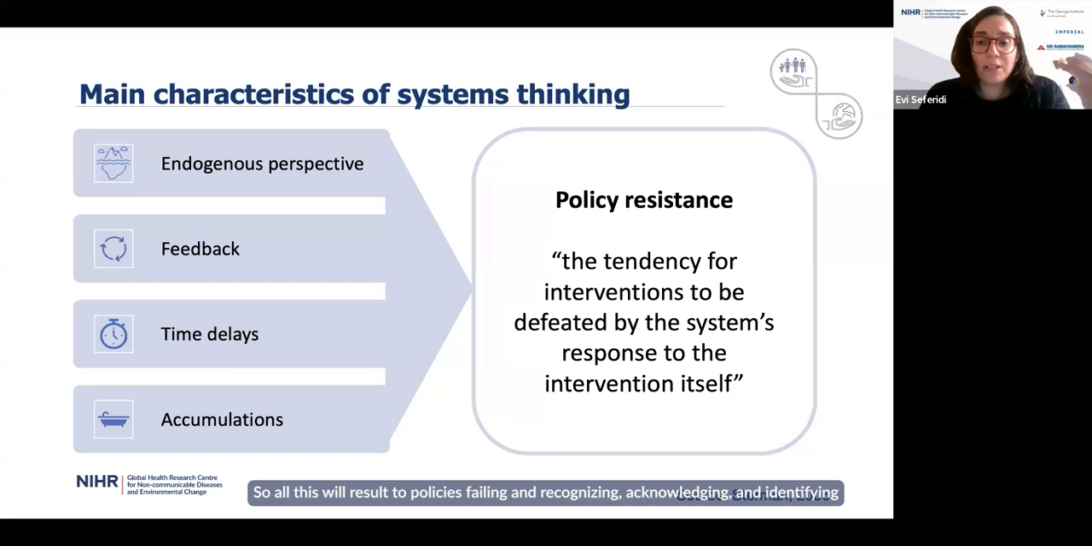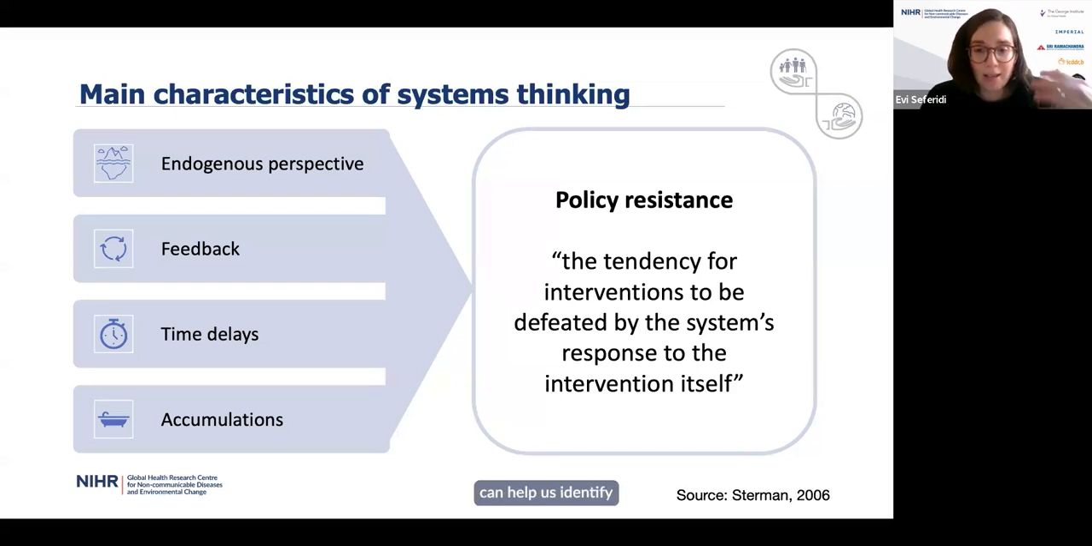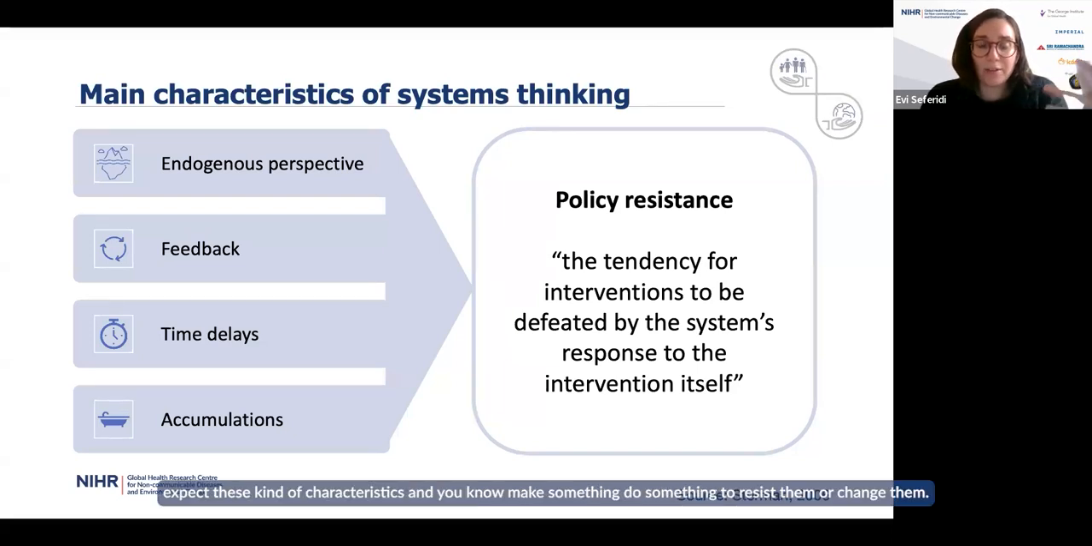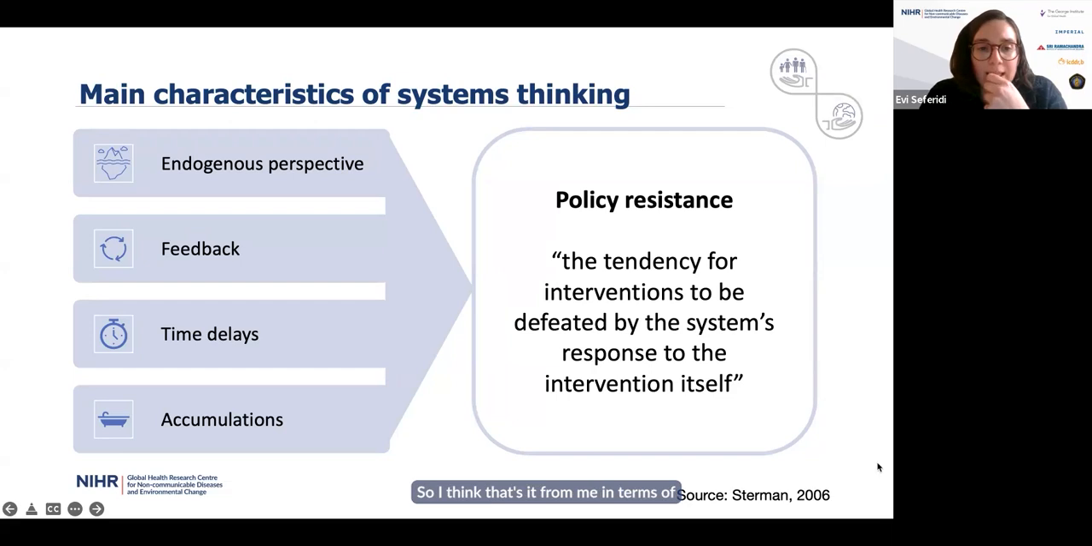So all these will result in policies failing, and recognizing, acknowledging, and identifying the sources of feedback, delays, and accumulations within the system can help us identify successful policies that expect these kinds of characteristics and do something to resist them or change them. So I think that's it from me.